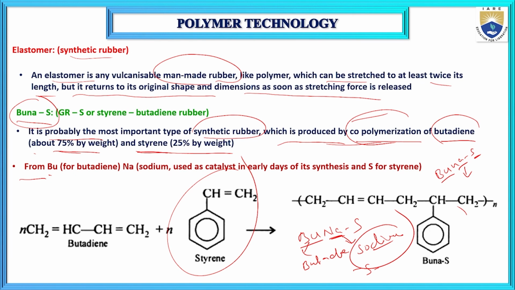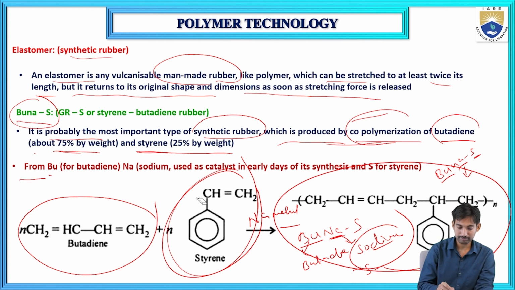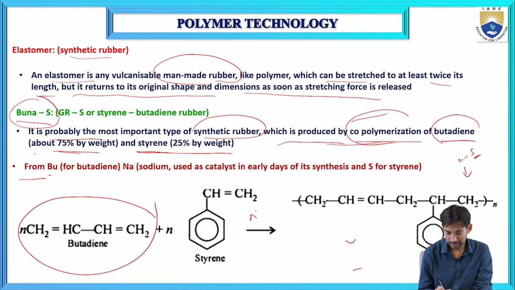This is the synthesis of Buna-S rubber. Butadiene reacts with styrene in the presence of sodium metal. In the presence of sodium metal, it will give Buna-S rubber. The catalyst is sodium.